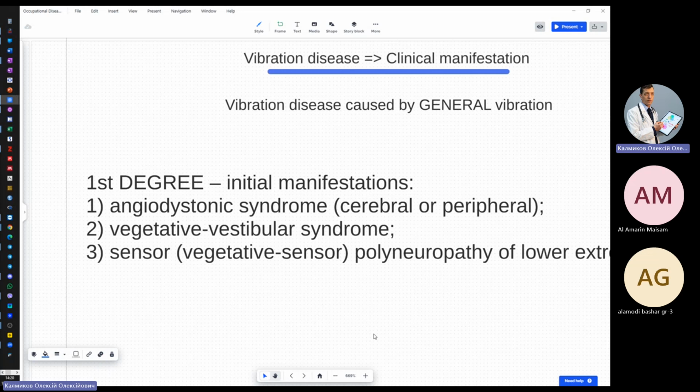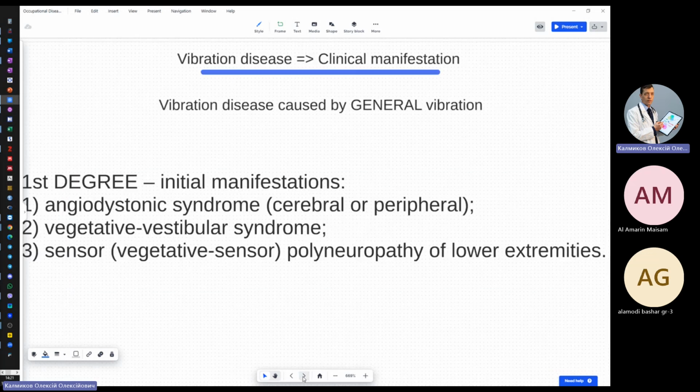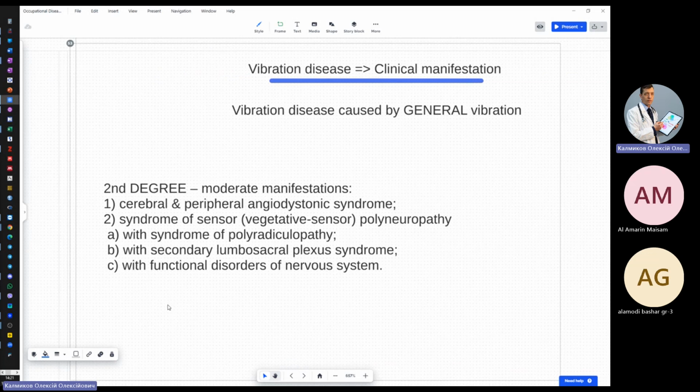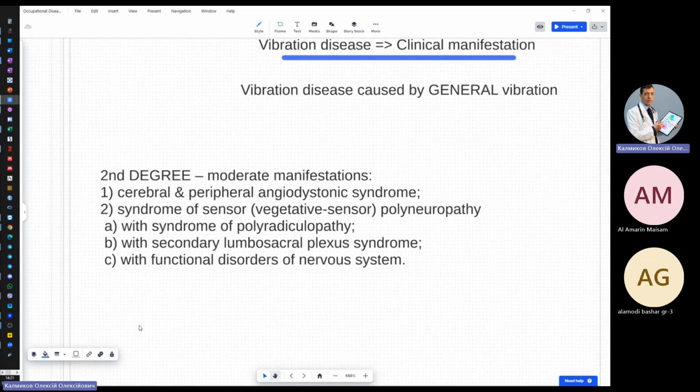And sensory or vegetative sensory polyneuritis, on one hand, happens in the lower extremities. On the other, it may be more expressed than in case of local vibration because it influences the whole body. And by this, you may reveal this condition earlier than in case of local vibration.